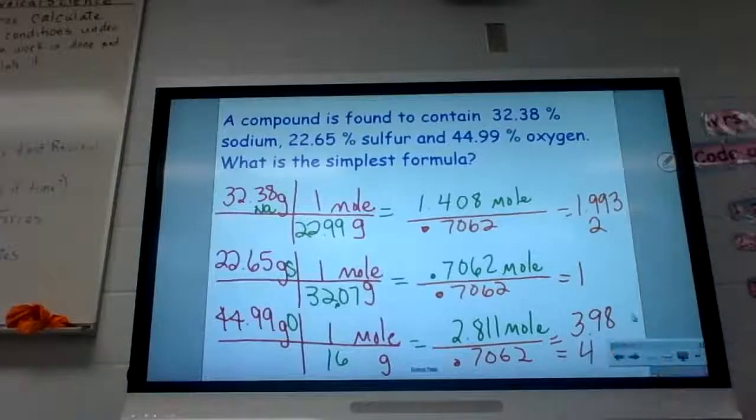Now, what if I got 3.7? Would 3.7 be okay? No, that'd be an error. It should be really, really close to the whole number. If you get like 3.7 or 3.8, you probably have a math error.